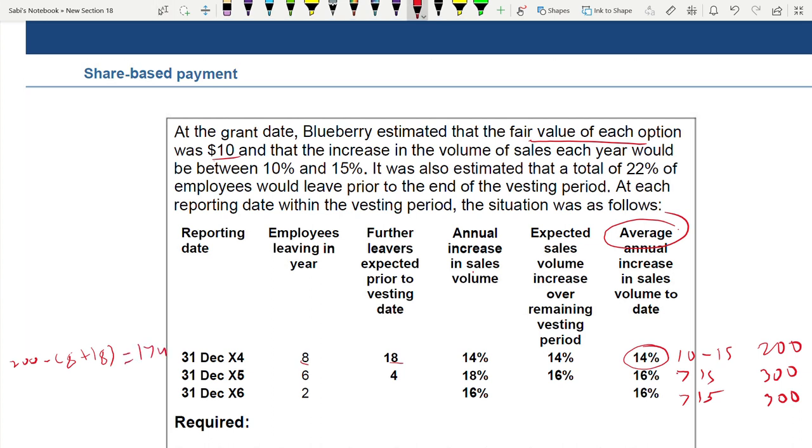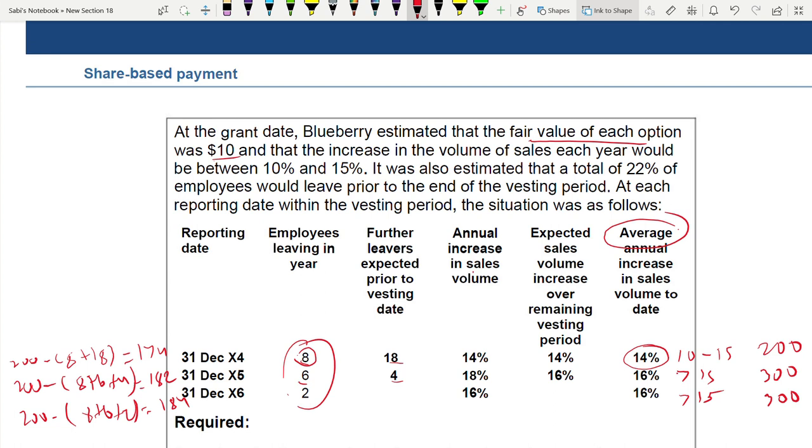Okay, 174. Here, same, 200 minus how much? You have to take this 6 and 4, and you also have to take this 8, the actual figure, when you are coming to 2005. So 8 plus 6 plus 4, which will be 182. Now, the last 200, you have to take all these three, 8 plus 6 plus 2, which will be equal to 184 employees.